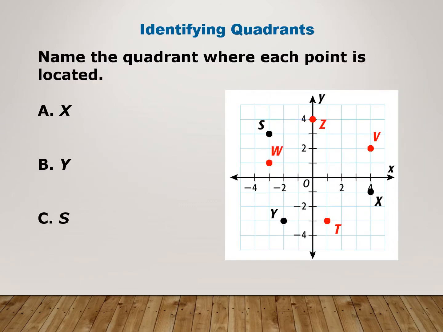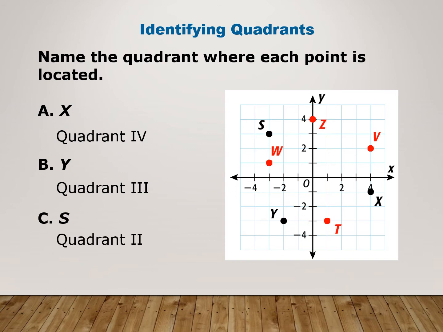Now, let's identify and name the quadrants where each point is located. So, let's have the first one, which is the point X. Point X is in quadrant 4, and the sign is positive and negative. Next is the point Y, wherein it is in quadrant 3, and the sign is both negative. Then the last one is the point S, wherein it is in quadrant 2 and the sign is negative and positive.